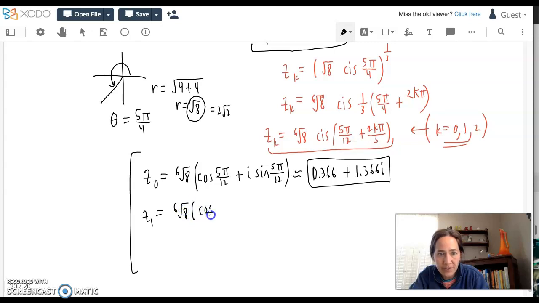Cis, again, I'll write this out. You're going to add 5 pi over 12 plus 2 pi over 3. Well, you already have 5 pi over 12, right? And then if you're adding 2 pi over 3, that's like adding another 8 pi over 12 to get 13 pi over 12. You can check that for the second argument. And then sine of 13 pi over 12. And there's your answer in polar form.